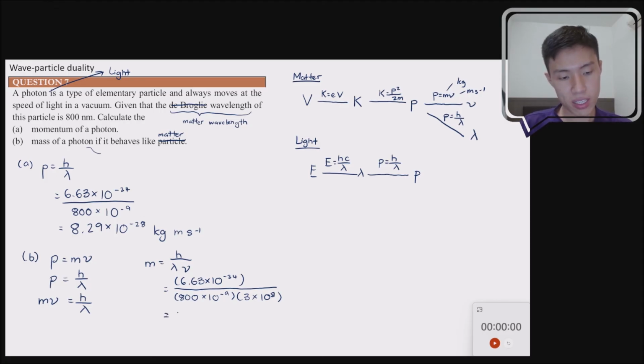So you find that the mass is 2.76 times 10 to the power of negative 36 kg, which is an extremely small value, like near a tenth of a millionth times smaller than the mass of an electron, I think. A very, very small value. Okay, seems about right. So that's the mass of the photon if it behaves like matter, but it does not behave like matter, so this is just a theoretical situation.